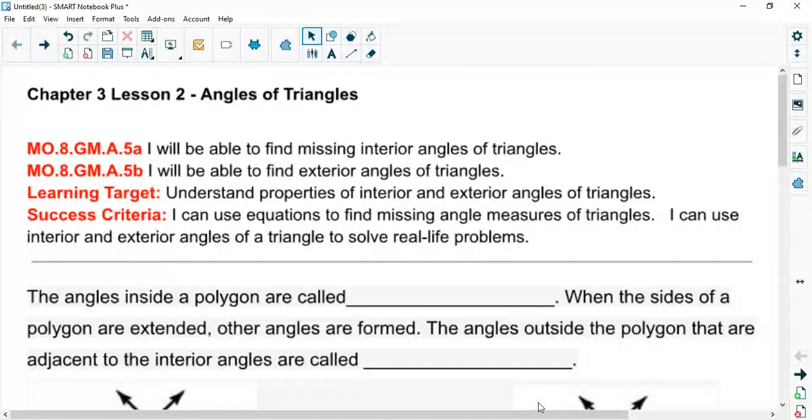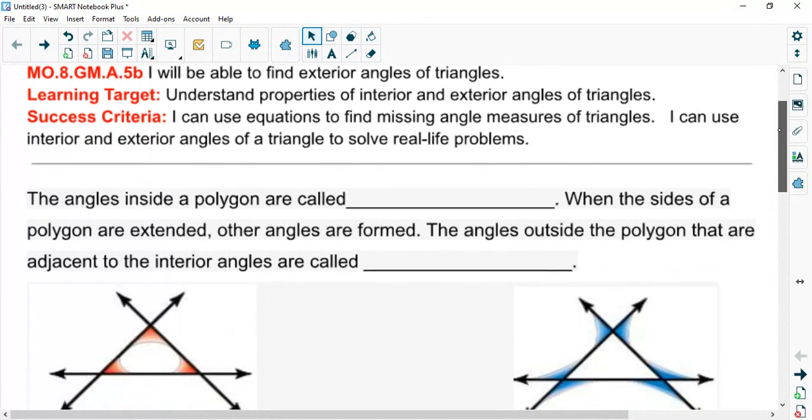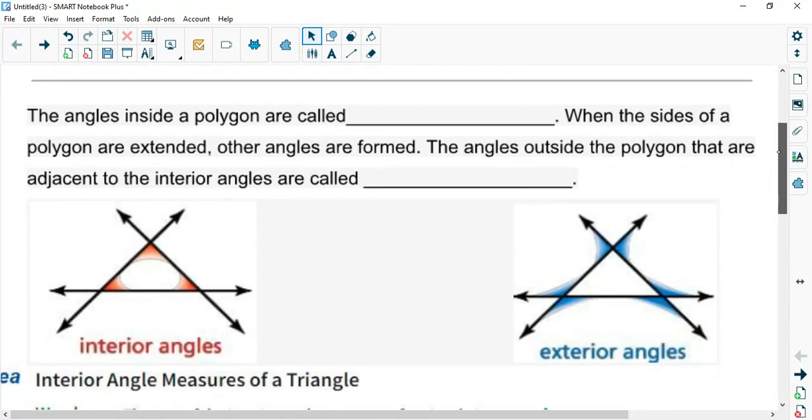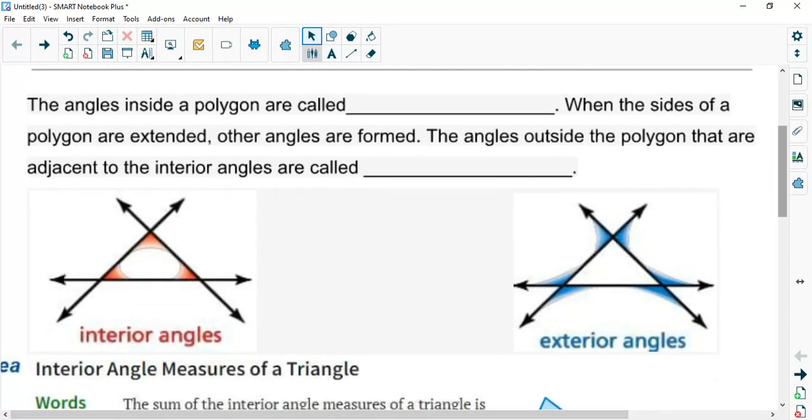Chapter 3, Lesson 2 is all about the angles of a triangle. Our standard for this is in two parts. Part A is where we will find the missing interior angles of triangles, and Part B is about the exterior angles of a triangle. Let's begin with those interior and exterior angles.